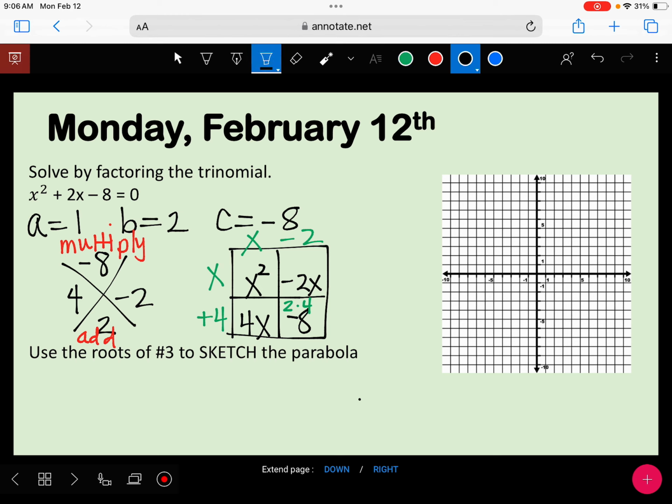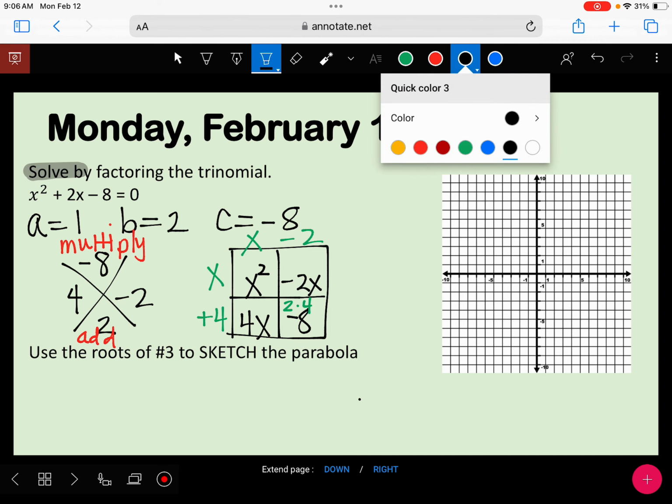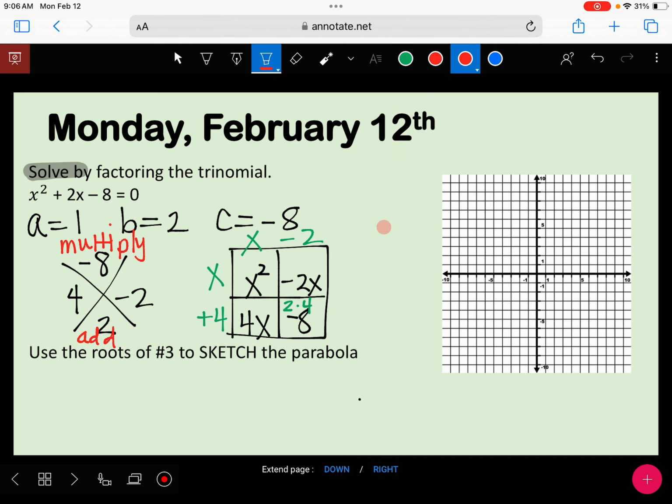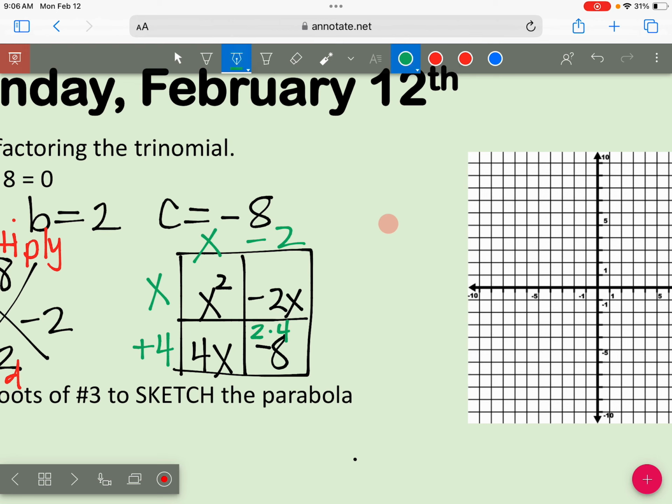Now remember, when you see this word solve, that just means we're adding one more step. So let's go ahead and take our 2 factors. X minus 2 equals 0. X plus 4 equals 0. Go ahead and find your 2 x-intercepts.